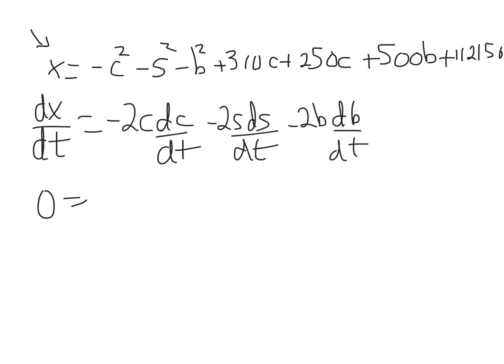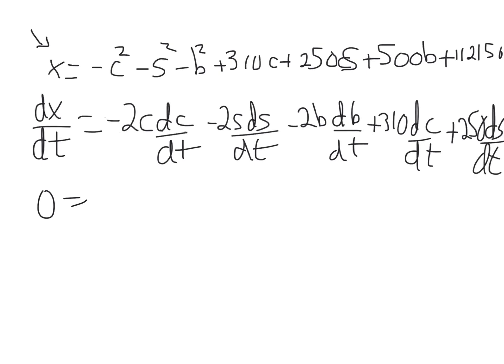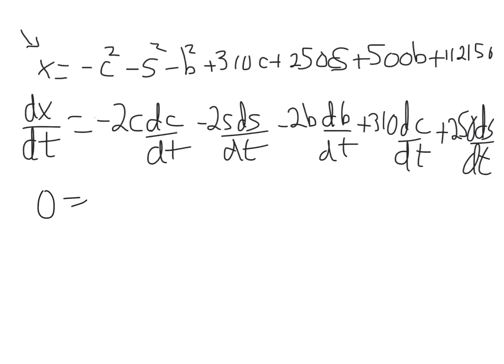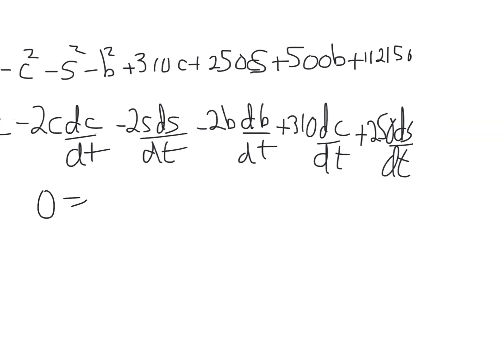Then the part that I think you didn't have was plus 310 dc/dt, plus 250, oh, that must be s there, ds/dt. And then let's move this over so we can get the whole thing in, plus 500 db/dt. So the only one that's going to come out as a 0 is this constant 112150.